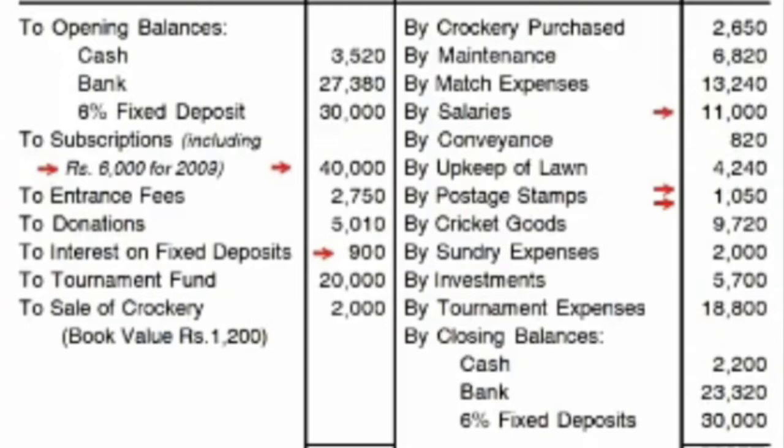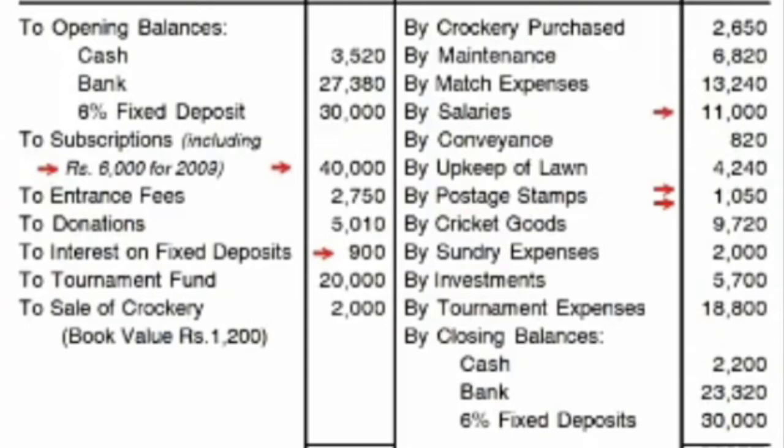Next, cricket goods 9,720. Cricket goods is an expense. Cricket equipment is an asset, but cricket goods is an expense. So we will enter this in the income and expenditure account, to cricket goods 9,720. Next, sundry expense. This is also an expense, in income and expenditure account to sundry expenses rupees 2,000.